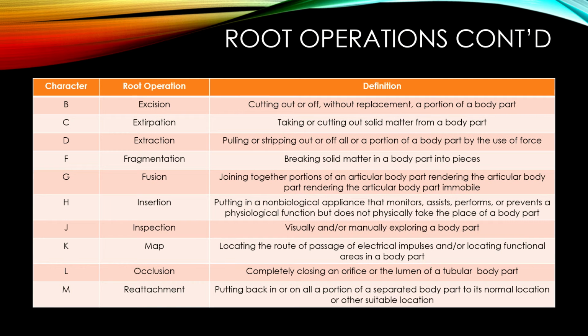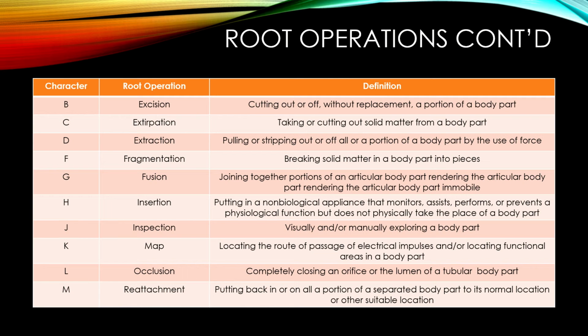The letter B stands for excision, cutting out or off without replacement a portion of a body part. The letter C stands for extirpation, which is taking or cutting out solid matter from a body part. The letter D is extraction, which is pulling or stripping out or off all or a portion of a body part by the use of force.